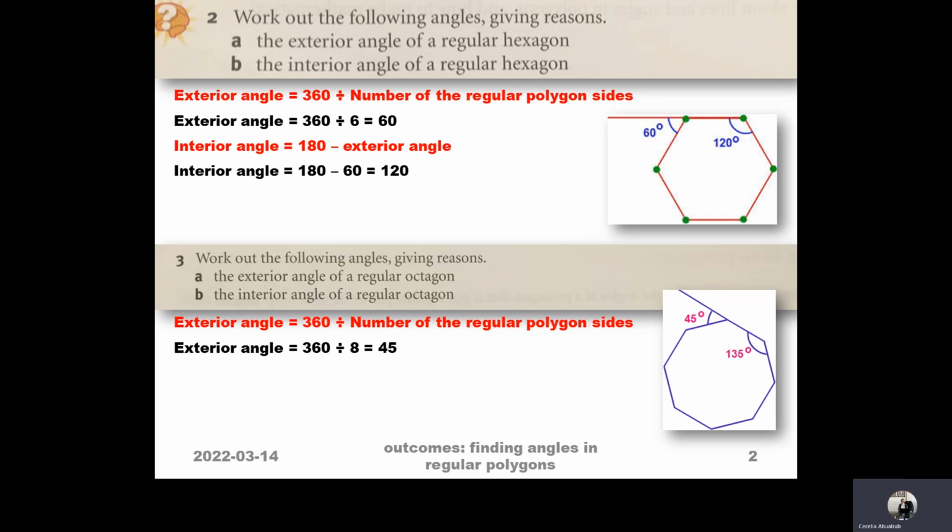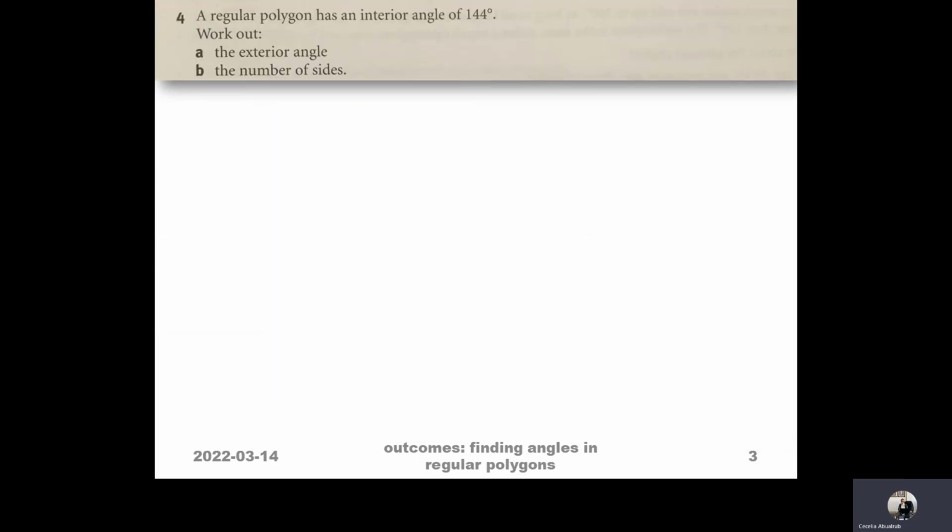And let's substitute N, which is equal to 8. 360 divided by 8 is 45 degrees. This is the exterior angle, and the interior angle is 180 minus E. So it will be 180 minus 45, and it will be 135 degrees. And this is how we display it on a figure of an octagon. Okay, a regular polygon has an interior angle of 144.